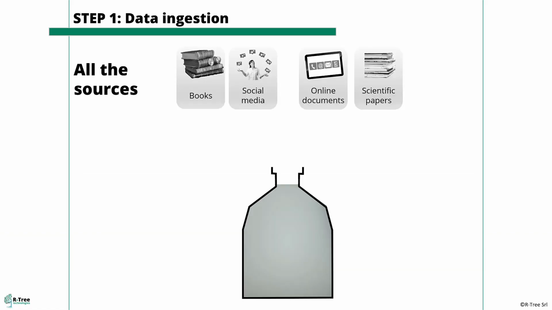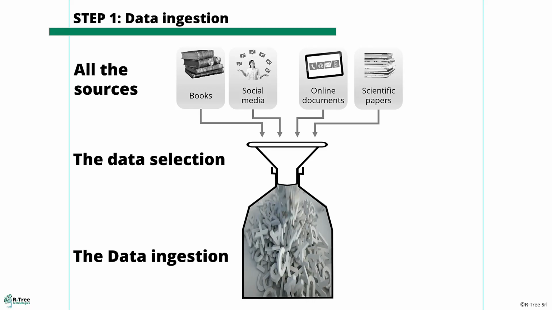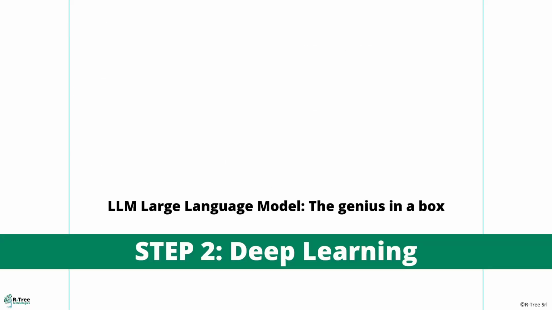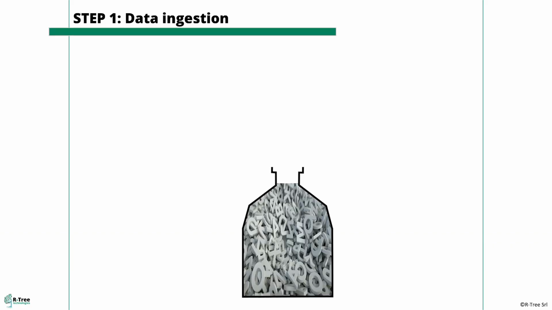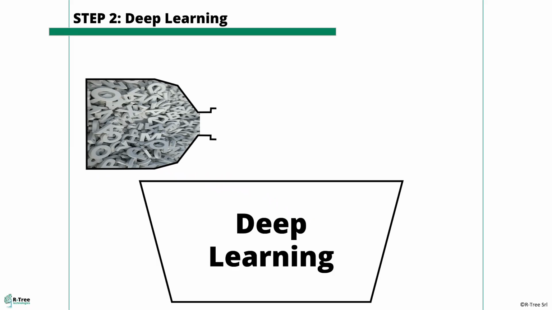It then began the data selection phase, starting from the available data sources. And it proceeded with the subsequent data ingestion phase. From all those billions of documents, all the texts were extracted, which were divided into sentences and then into words. All those sentences and words were then subjected to a deep learning process that lasted for months.